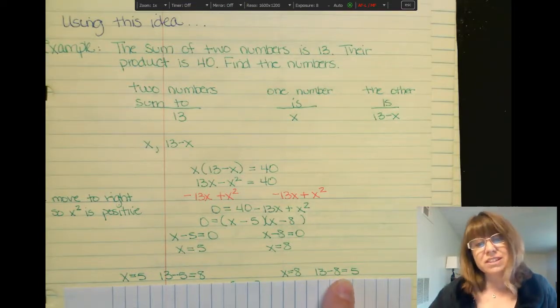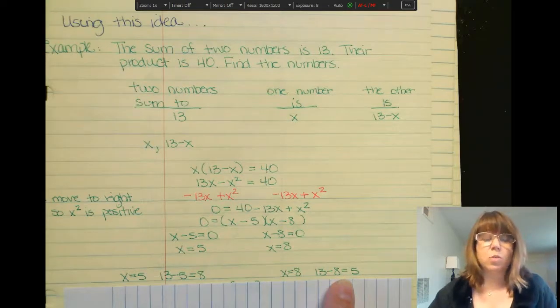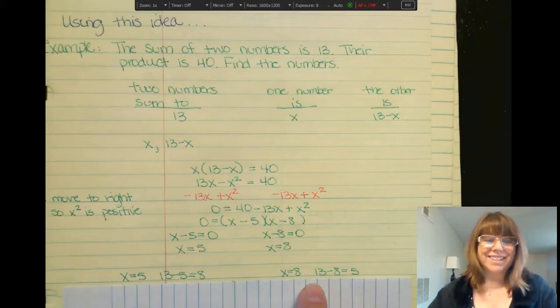There are two different solutions here. Granted, in multiplication and addition, order doesn't matter, but indeed there are two different solutions to this one problem, 5 and 8, and 8 and 5.